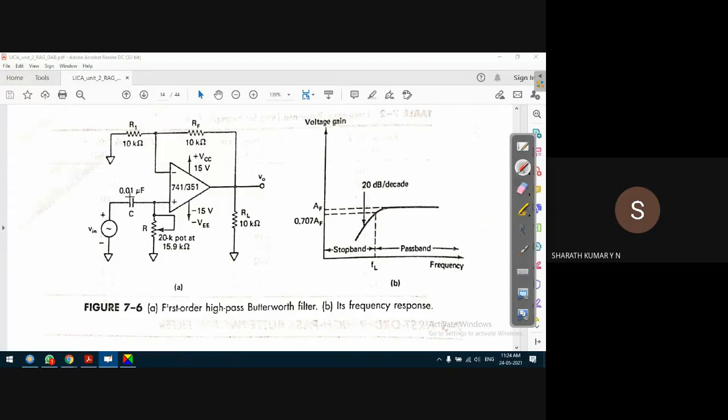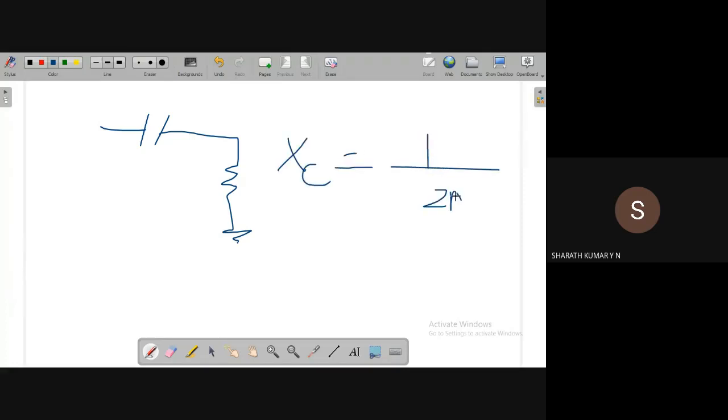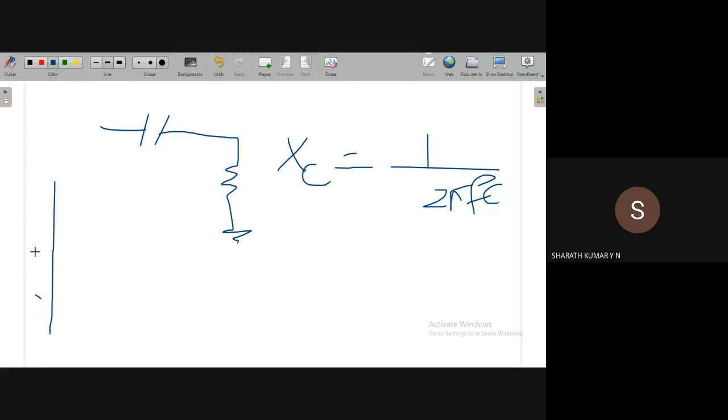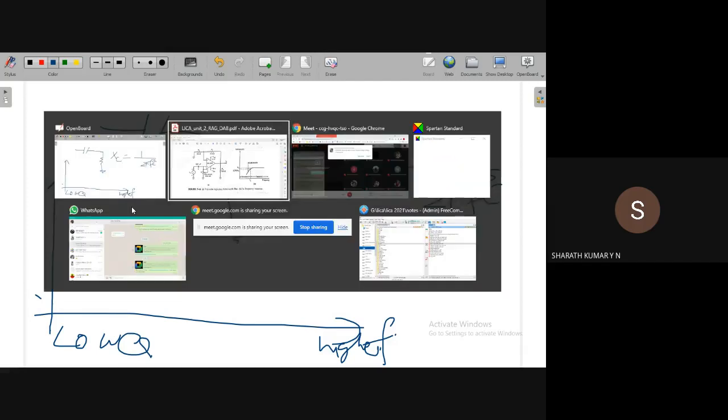So what happens when the capacitor and resistor are placed like this? When the capacitor comes first, then the resistor. The impedance of the capacitance is 1 by 2 pi fc. Now consider the frequency scale: this is the lower frequency, and this is the higher frequency. At lower frequency, it is similar to that of a DC, I mean, a low frequency signal.